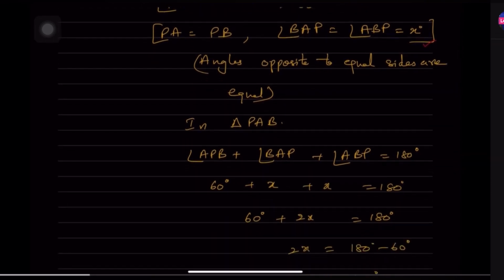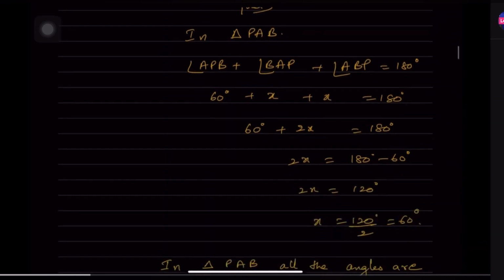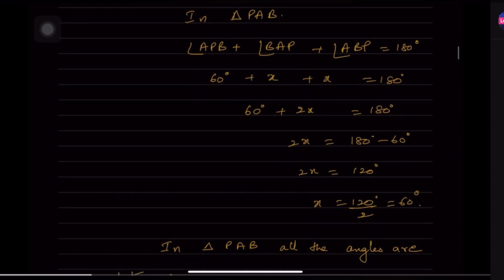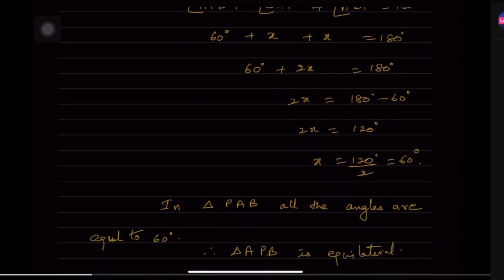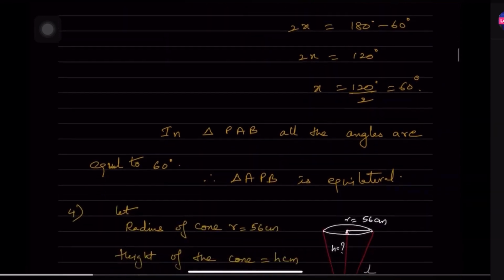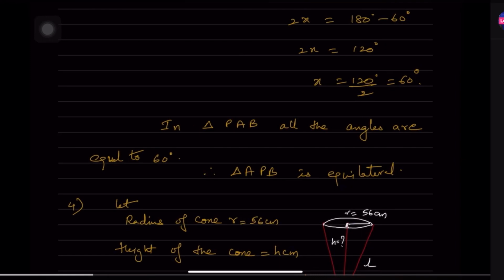So 60 plus x plus x, that is 60 plus 2x, is equal to 180. 2x is equal to 180 minus 60, which is equal to 120. So x is equal to 120 by 2, which is equal to 60 degrees. Since all the angles are 60 degrees, triangle PAB is an equilateral triangle.